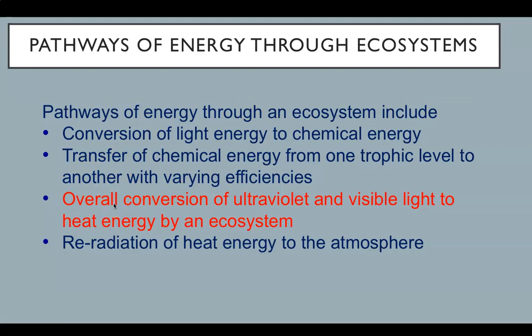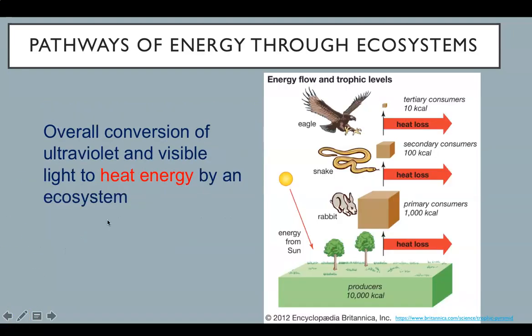Pathways of energy through an ecosystem also include the overall conversion of ultraviolet and visible light to heat energy by an ecosystem through cellular respiration. Recall our discussion on the second law of thermodynamics and how it directs energy flow through an ecosystem. The process of cellular respiration is highly inefficient, resulting in a huge percentage of energy being converted to heat energy and then lost to the environment.